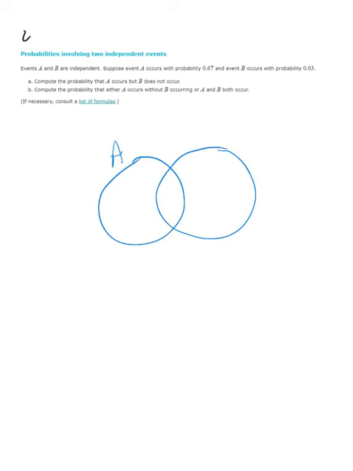All right, last one. It says A and B are independent. So here's what you should be thinking of when you're thinking of A and B being independent. There's A, there's B. There is some overlap, and you should know how to find this intersection. This is just going to be the probability of A times the probability of B. Since these are independent, that's how you find that space right there.